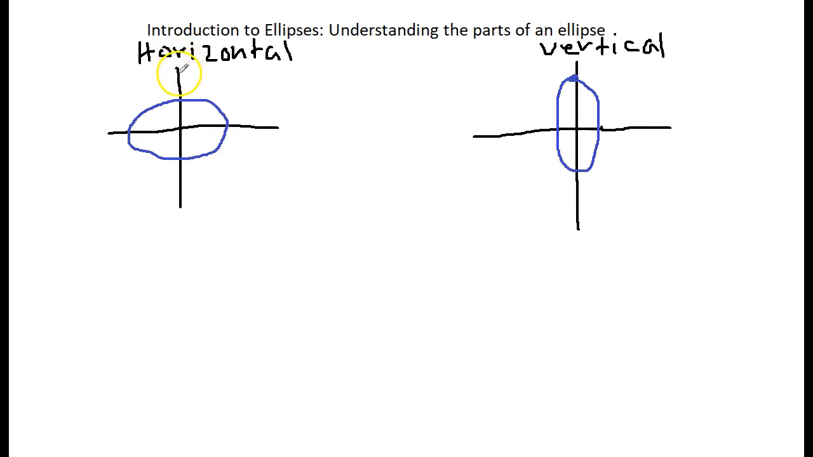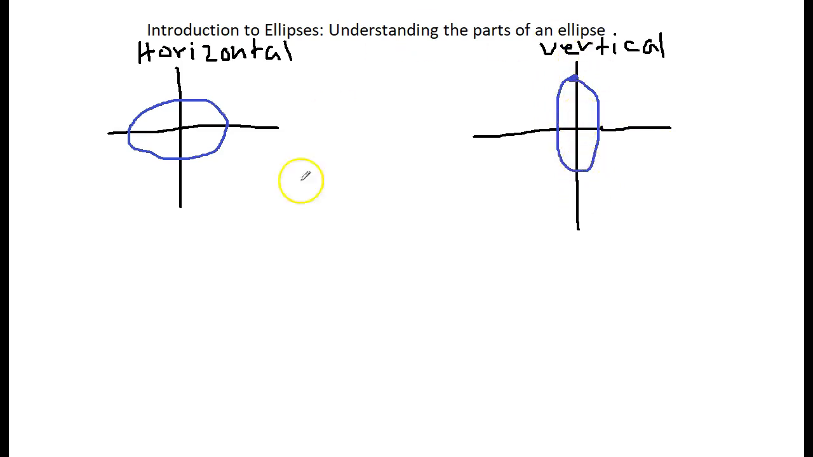Why? Because the ellipse is longer horizontally. This one has a vertical major axis. Why? Because the ellipse is longer vertically.